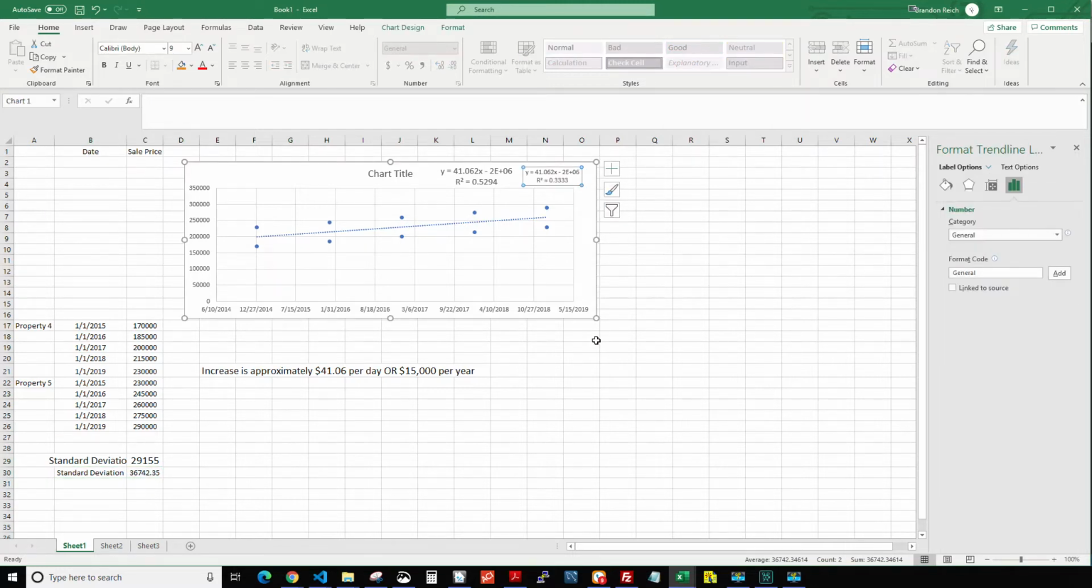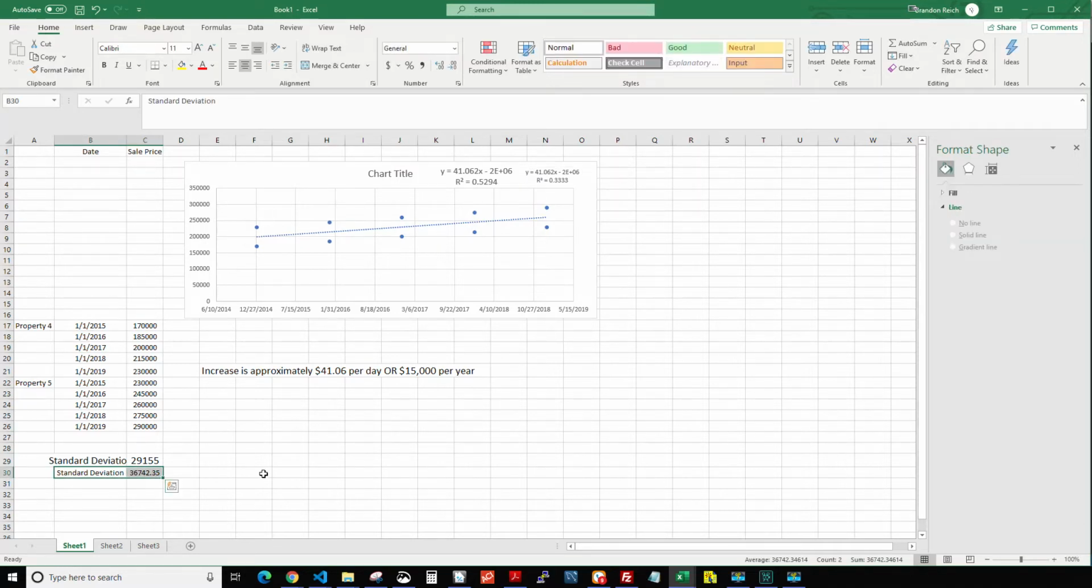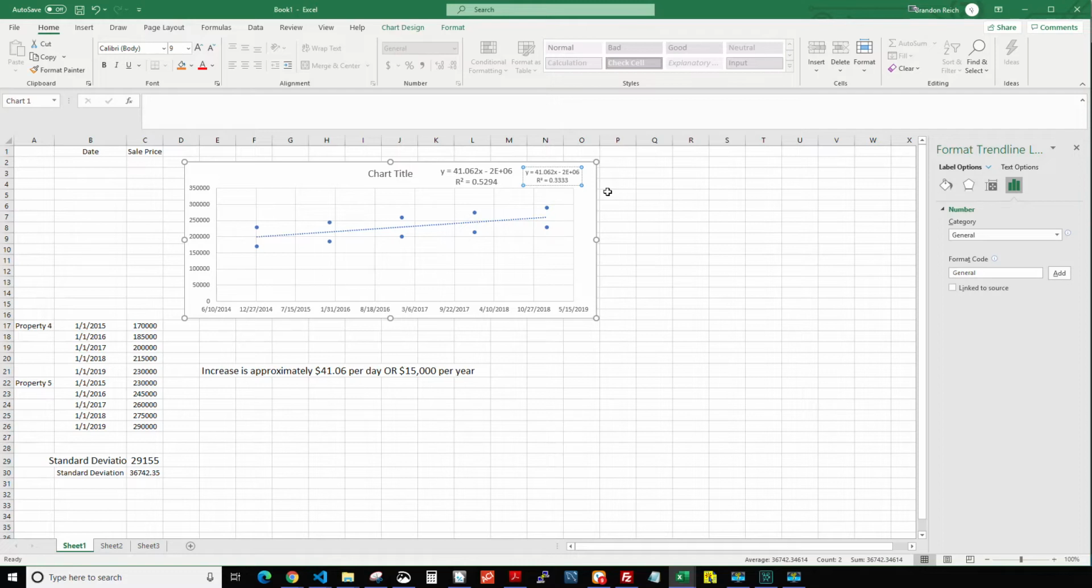Now, just as a refresher, lower R squared is typically worse and higher standard deviation is typically considered worse. The standard deviation went up, which is not a good thing, and the R squared went down, which is not a good thing. So a lot of people might think, okay, well, these are not reliable results because the R squared went down, it's actually pretty low, and the standard deviation went up.